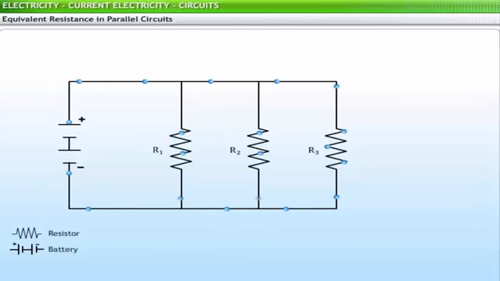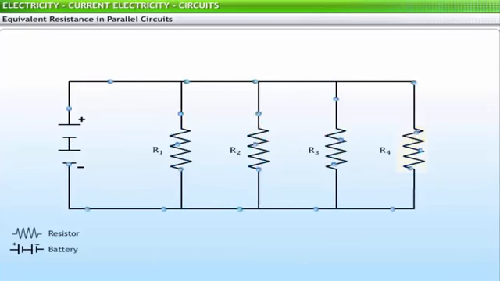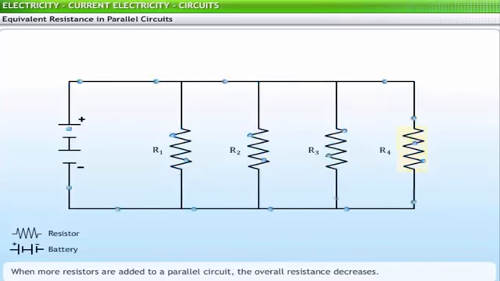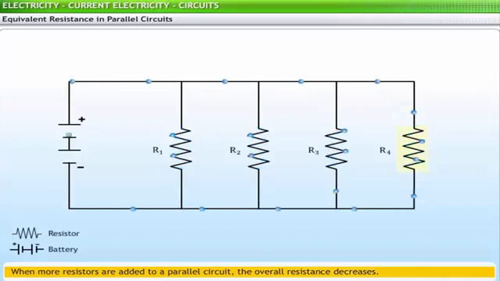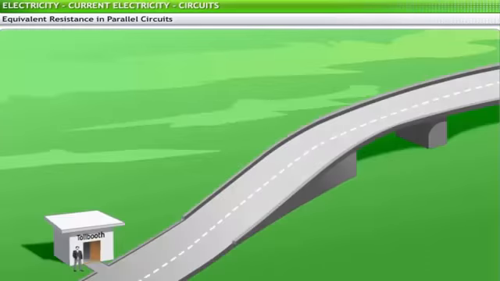In a parallel circuit, there are multiple pathways by which current can flow. If you add another resistor in a separate branch, it provides another pathway for the charge to flow. Therefore, when more resistors are added to a parallel circuit, the overall resistance decreases. This decreased resistance increases the current. This phenomenon can be explained using the example of tollways.